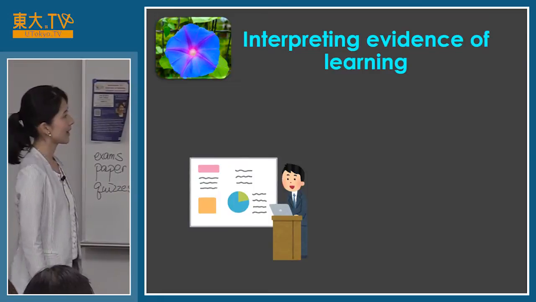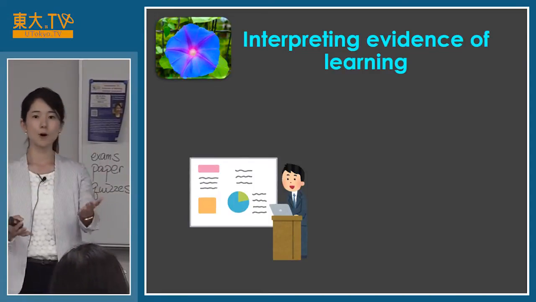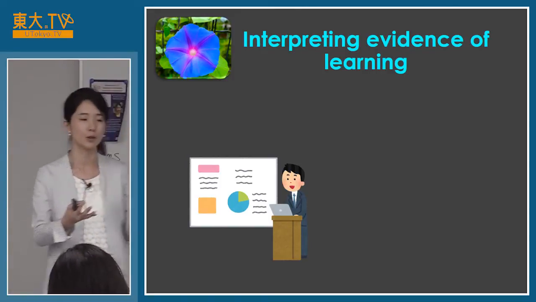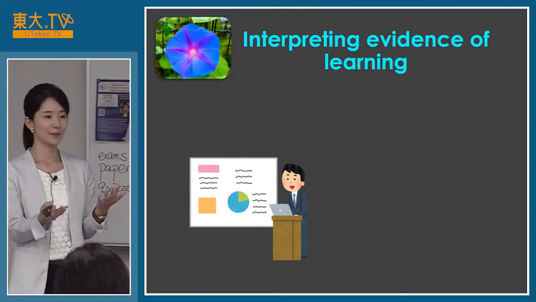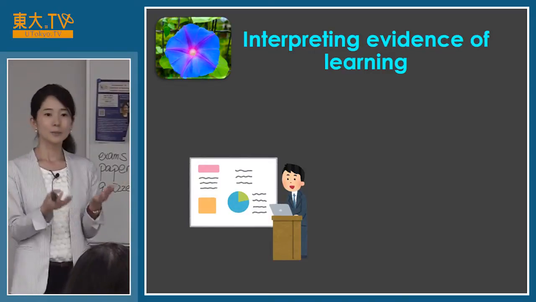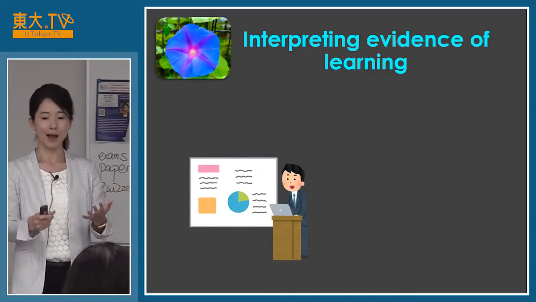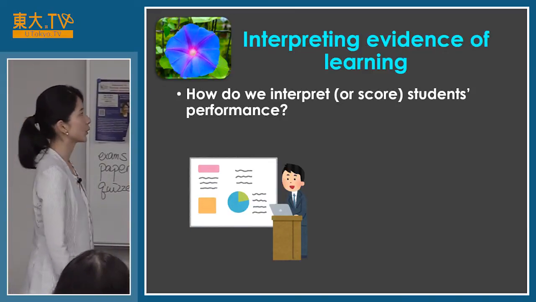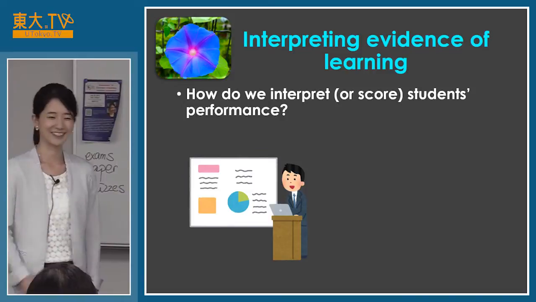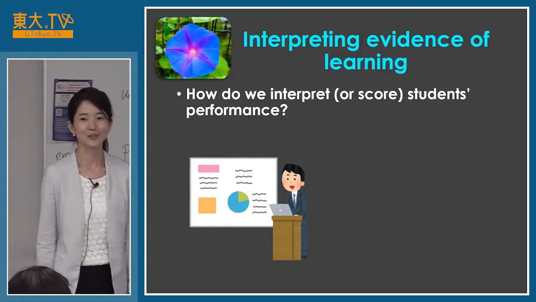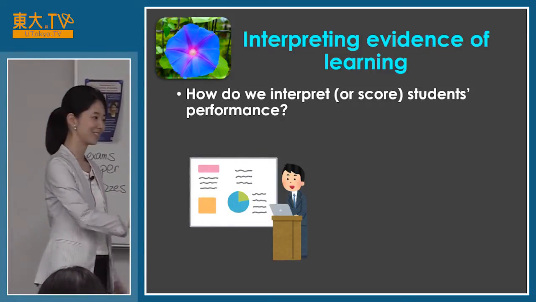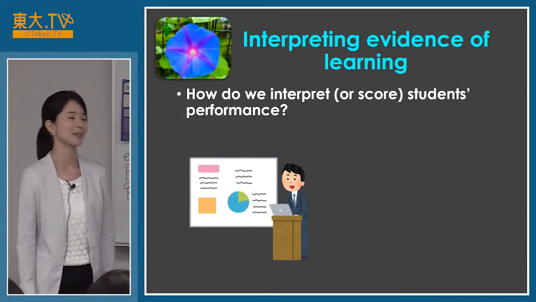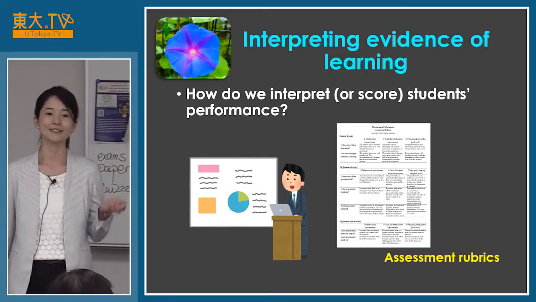So then, let's say that we have this student's performance to deal with. Students have done their presentations, or they have submitted the essay report. What do we do with this? We need to interpret it somehow. So how do we interpret or score students' performance? Any ideas? How do we do it? We go back somewhere. Yep, exactly. So we go back to the assessment rubrics, right? That's where we basically started.